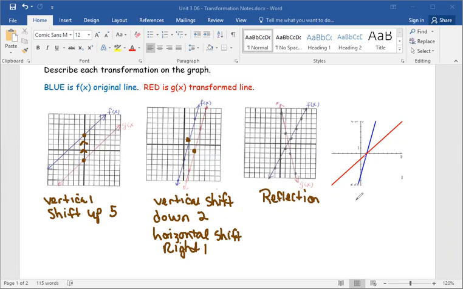However, on this last one, do we have a reflection? Yes or no? When I had the reflection over in number 3, they went from positive slope to negative slope. But here, there is no reflection. Both slopes are positive.